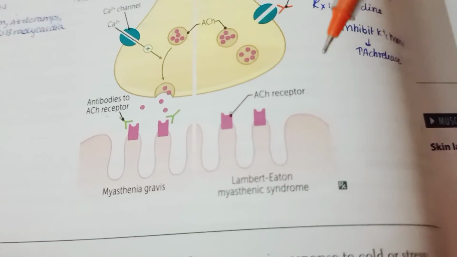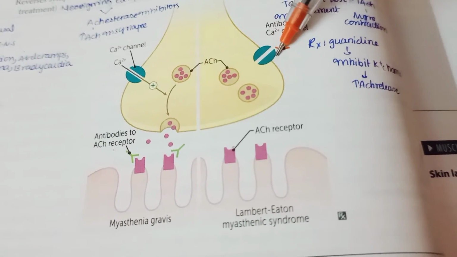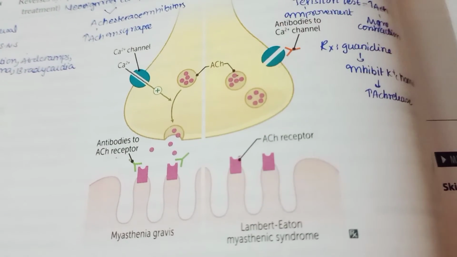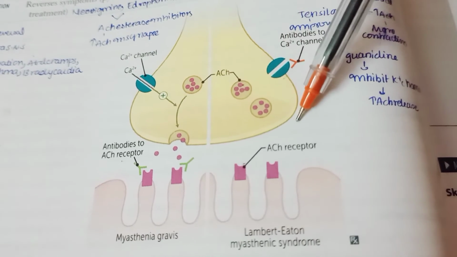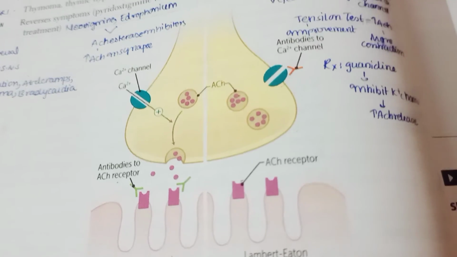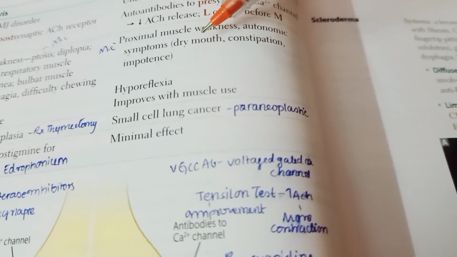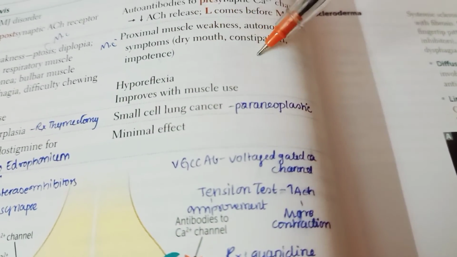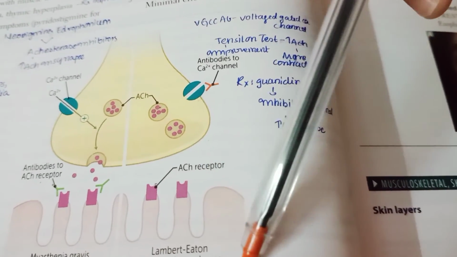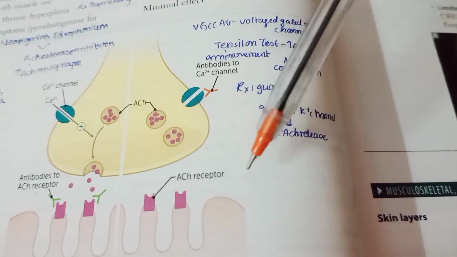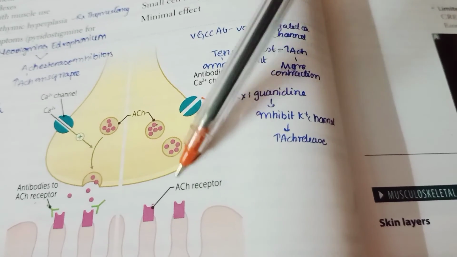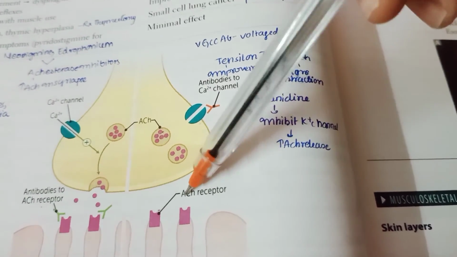In Lambert-Eaton syndrome, the problem is an autoantibody against the calcium channel. If there is no calcium channel, there will be no acetylcholine vesicle formation and release. So there is a smaller amount of acetylcholine, but the receptor is normal here. Proximal muscle weakness is most common, with autonomic symptoms like dry mouth, constipation, impotence, and hyporeflexia. But if you use the muscle more, the muscle will get better, because you are demanding more acetylcholine, so some of it may come.